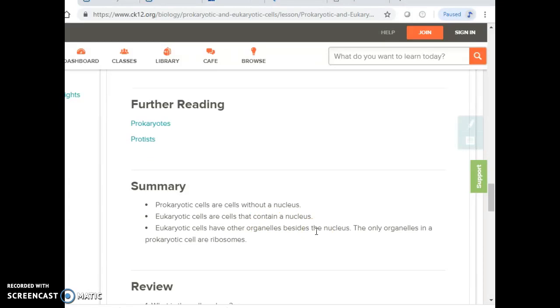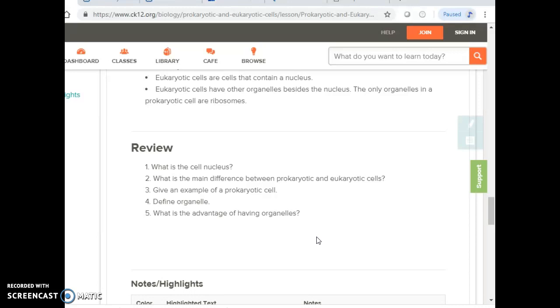So these are the summary points that I just want to point out. Prokaryotic cells are cells without a nucleus. Eukaryotic cells are cells that contain a nucleus. And eukaryotic cells have organelles besides the nucleus. The only organelles in the prokaryotic cell are ribosomes. Take a moment. You may want to pause the video and see if you're able to answer the 5 questions.